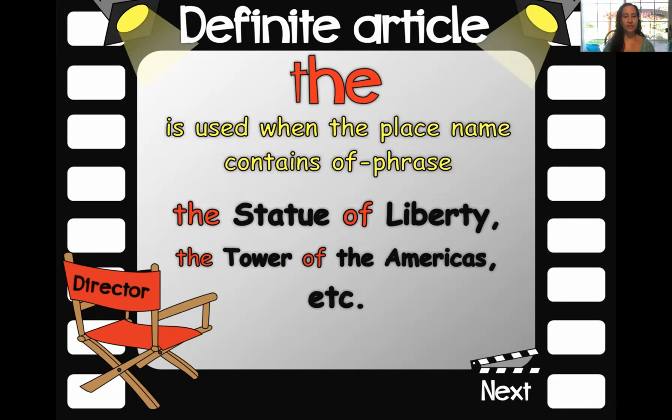We also use the definite article the when the place name contains a phrase, okay? For example, the Statue of Liberty, the Tower of the Americas, okay? So the place contains of. It becomes a phrase, okay? So the Statue of Liberty, the Tower of the Americas, okay?